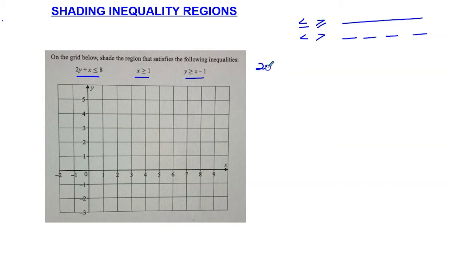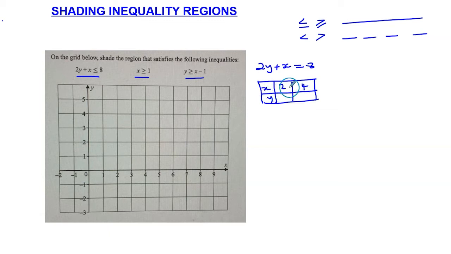So we've got 2y plus x. We're going to have to make it equal to 8. Then we need at least 2 points. You do not need more than 2 points, but you can have more than 2 points if you wish. I'm just going to have 2 points. So I'm going to choose 2 values of x that will give me 2 values of y. And I'm going to choose 2 and 4.